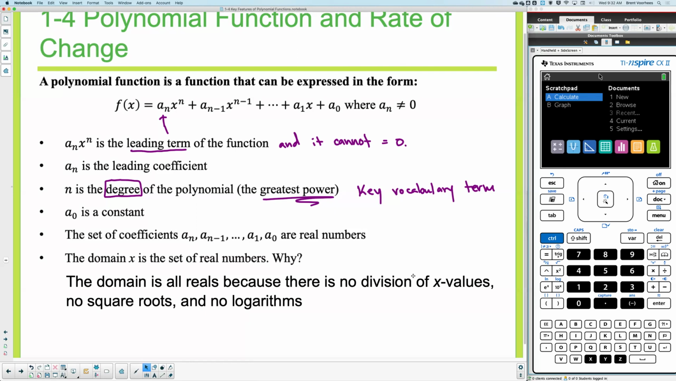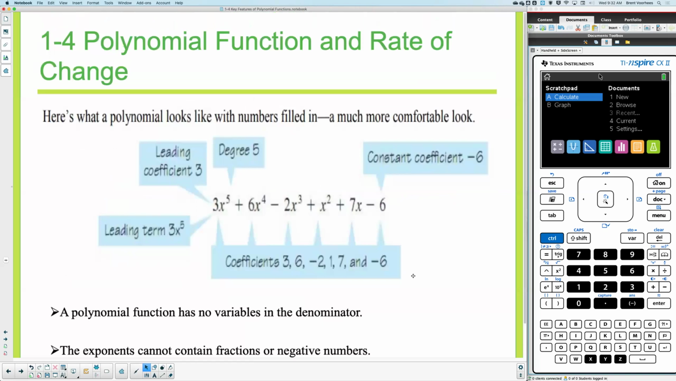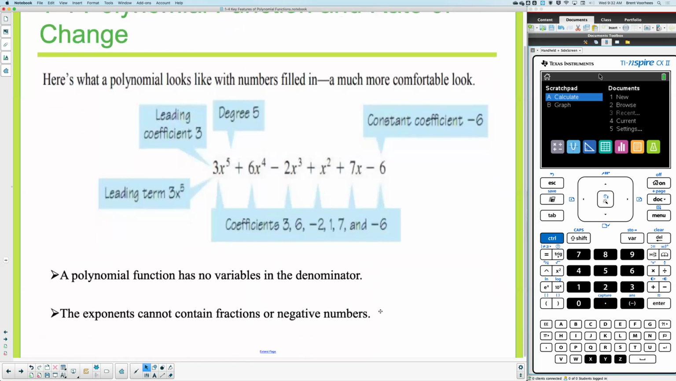Okay. There's one more slide that I have that's just a general thing to help you out. A little diagram. Here's what it'll look like with numbers plugged in. This right here, I say the degree is 5. What does it mean if I say degree?